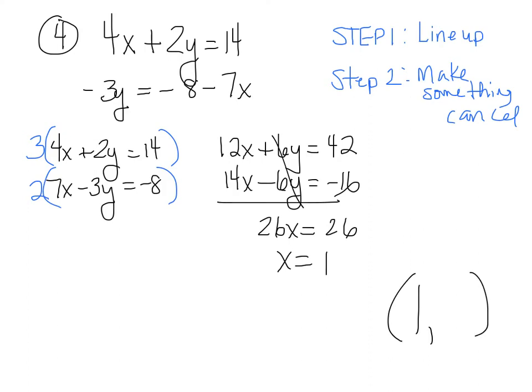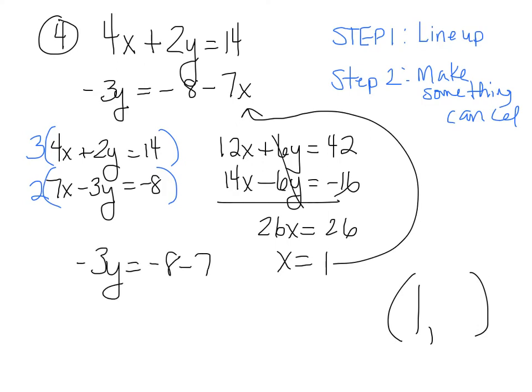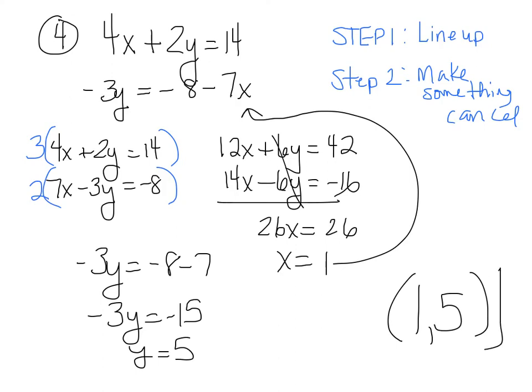I take the 1 and I plug it back in. I can plug it wherever I want. I'm going to plug it in right there. Negative 3y equals negative 8 minus 7. That gives me negative 3y equals negative 15, and y would equal 5. So my answer would be 1, 5.